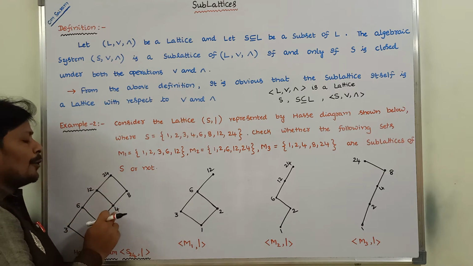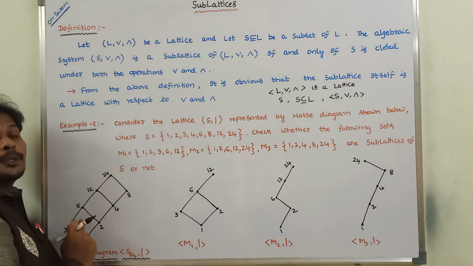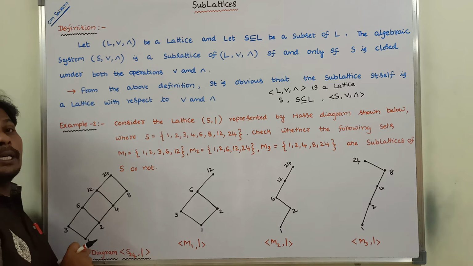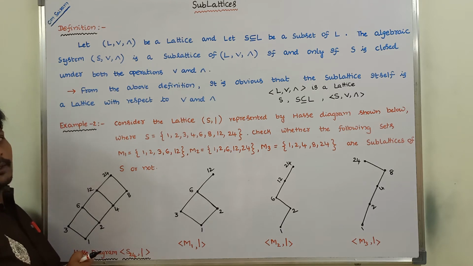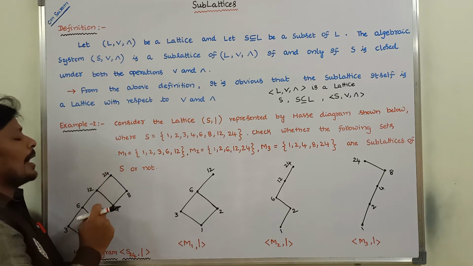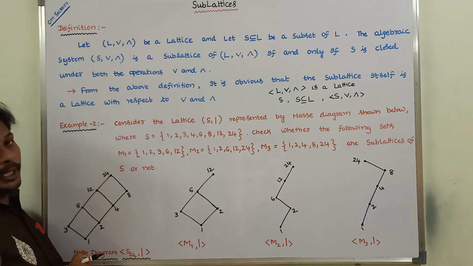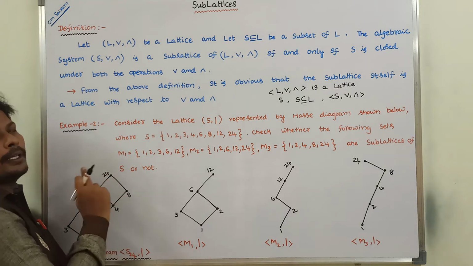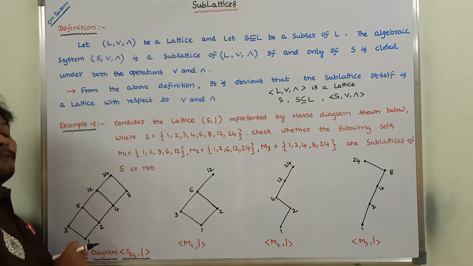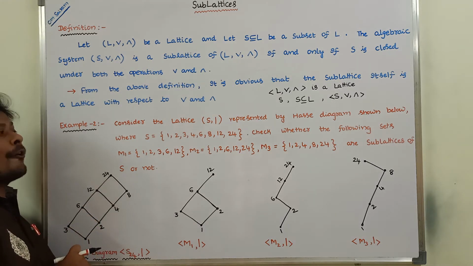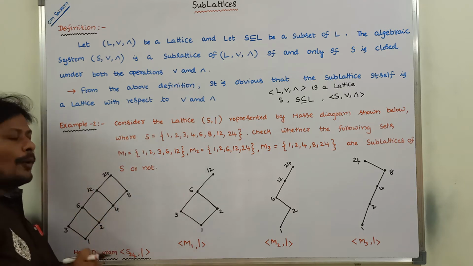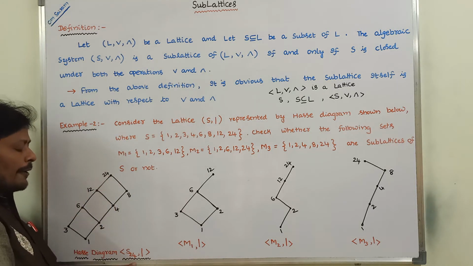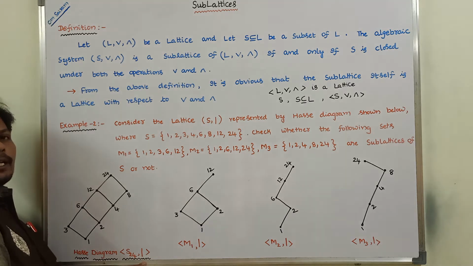In the same way, 4 divides 8 and 8 divides 24, so 4 also divides 24 according to the transitive property, and we do not draw the direct edge between 4 and 24. So this is the Hasse diagram for the division relation between the pairs of elements of S. This is called S24 with the division relation.